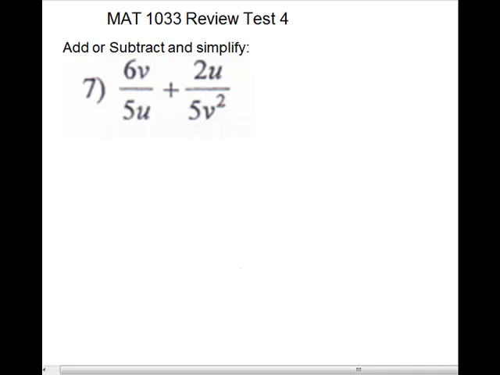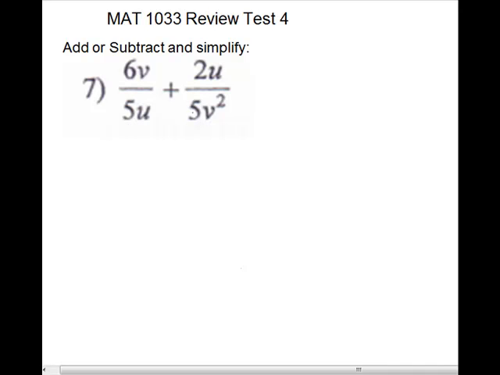This is 1033, review for test 4, part 2. Question 7. We're going to add these two rational expressions. Our first job to add or subtract is to find a common denominator. So you have to cover all the types of pieces that are there.